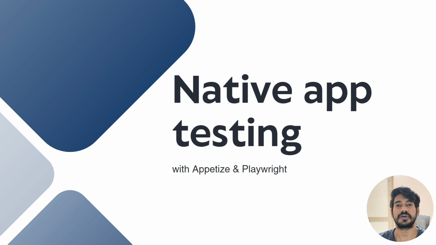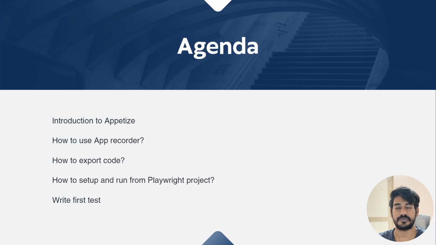In this video, we are going to learn how to automate mobile applications using Playwright and Appetize. We are going to focus on what is Appetize, and how to use the app recorder, that is record and playback. Then we are going to learn how to export the code from the app recorder, create it as a Playwright project, and execute it with the help of Playwright. And also we are going to write our own code just to see how handy Appetize is.